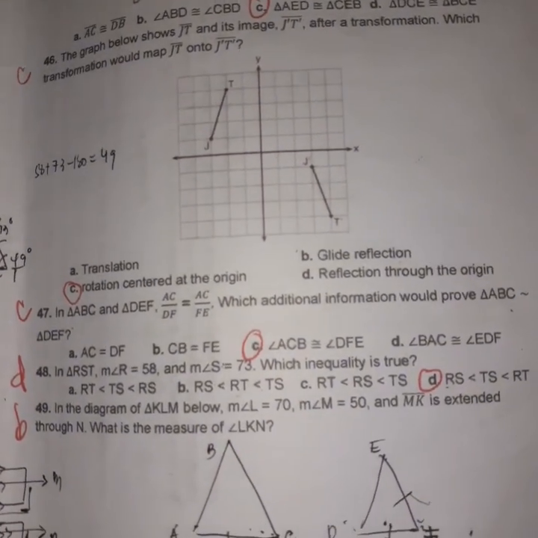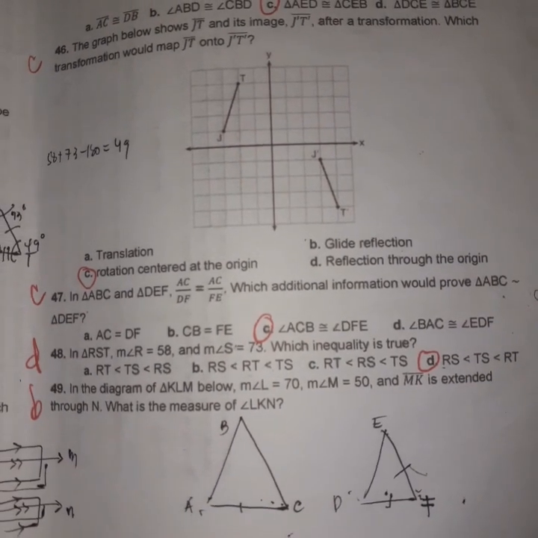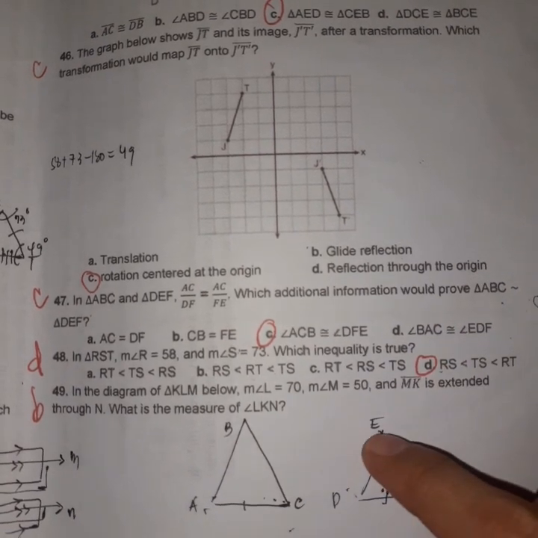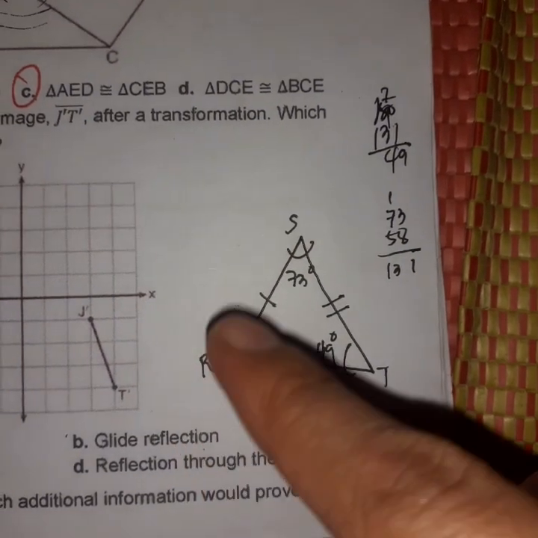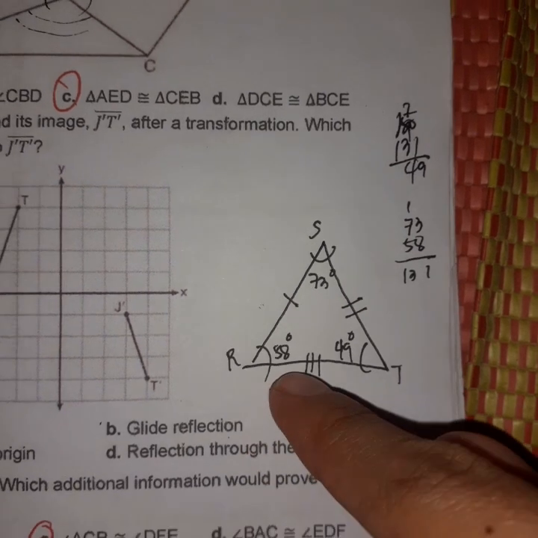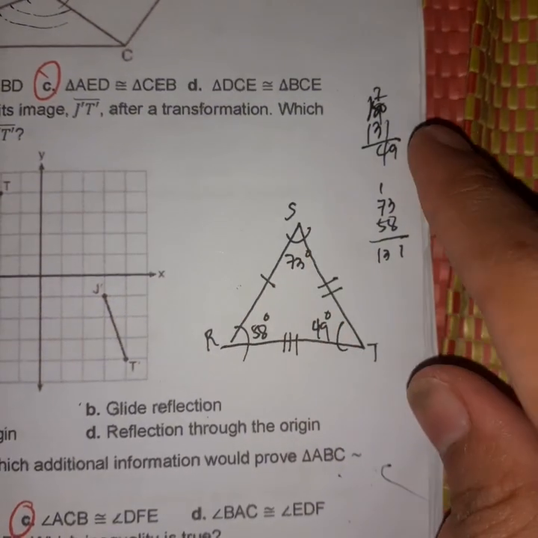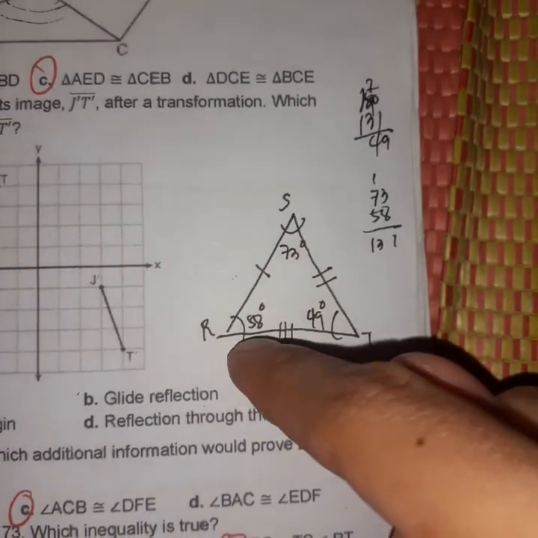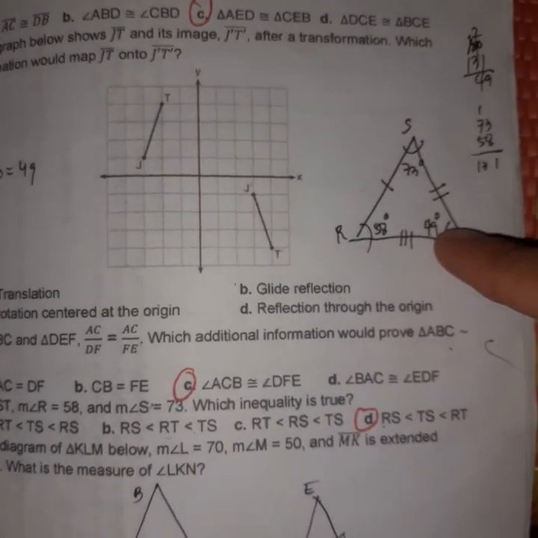Number 48. In triangle RST, measurement of angle R is equal to 58 and measurement of angle S is equal to 73. Which inequality is true? For example, we have this figure, triangle RST, and the angle of R is 58, the angle of S is 73. If we add these and deduct from 180, because the sum of the interior angles of a triangle is equal to 180, that's 49 degrees. Now, which statement is true? That if this is 49, these corresponding sides are also, this is right.